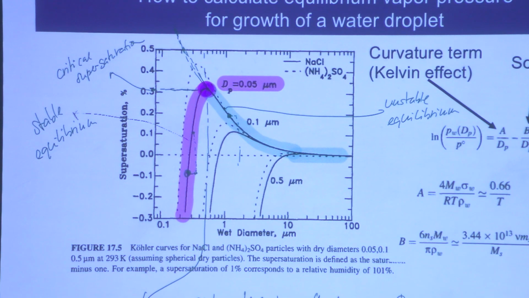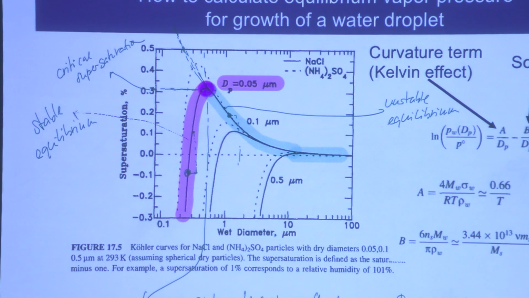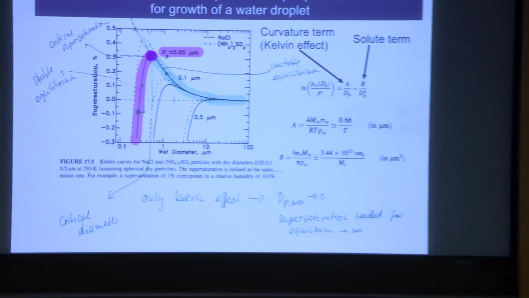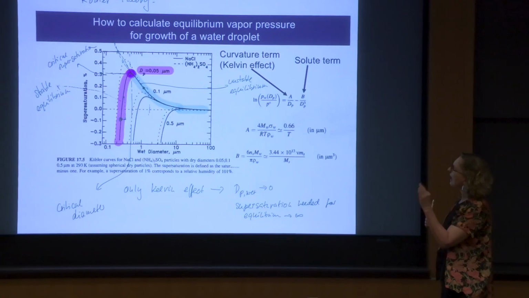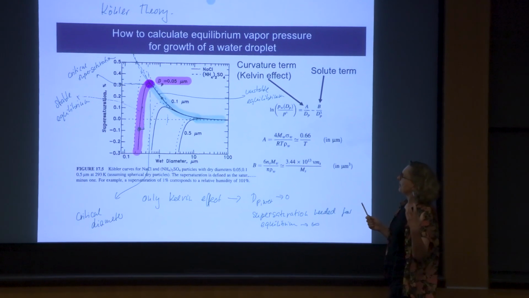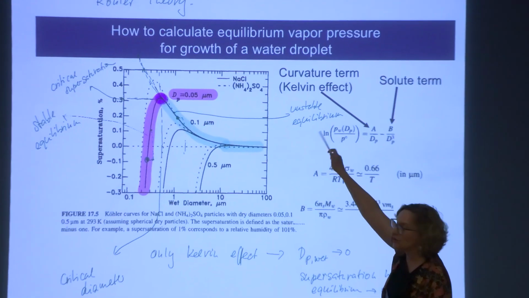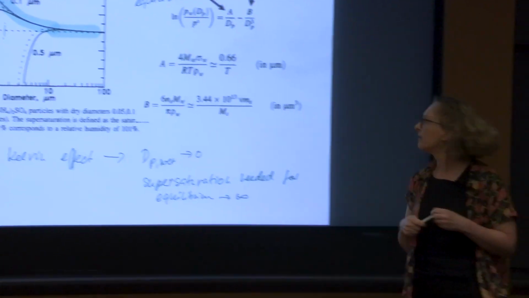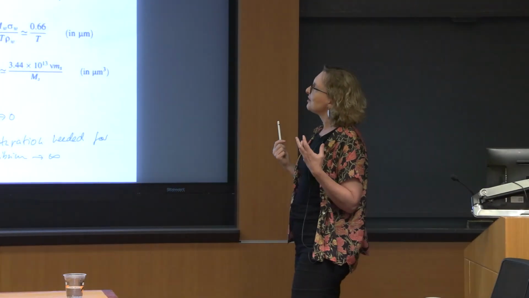So bigger, this is what I said at the very beginning, bigger particles are easier to activate to become cloud droplets compared to smaller particles. So this is basically proving this now mathematically. And if you have a really tiny particle, you need a huge supersaturation. And so these are salts, which are very hygroscopic and easy to make clouds out of them.